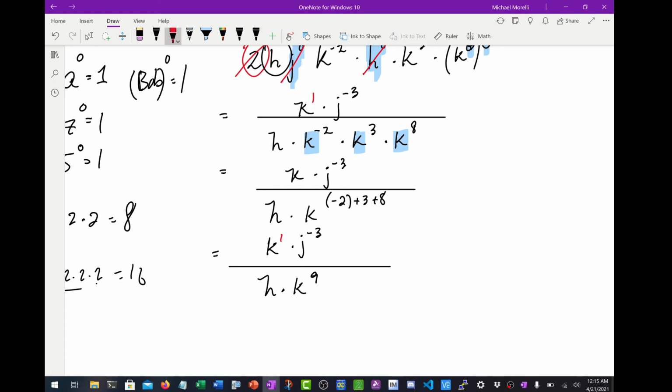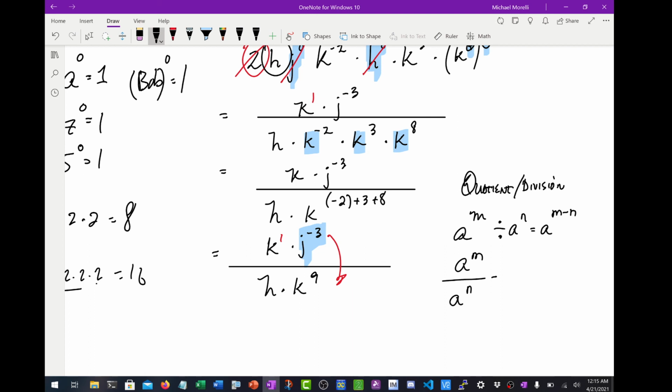Okay, so here I've got k to the power of 1 on top, k to the power of 9 on the bottom. This needs to go downstairs, so that needs to come down here. And then we have to apply a property that we haven't seen yet, which is called the quotient rule or the division rule. Okay. So the division rule for exponents says if I have a to the m and I'm dividing by a to the n, that is equal to a to the m minus n. Written another way, I have a to the m over a to the n. It's equal a to the m minus n.